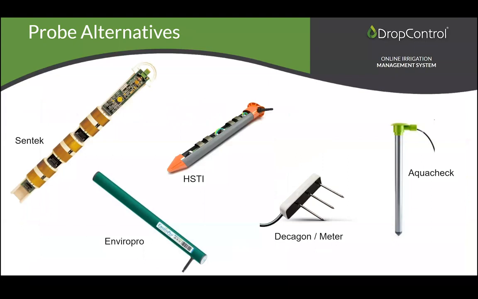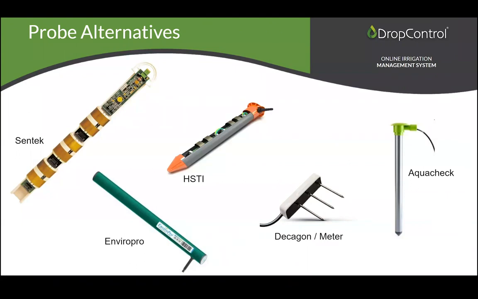What are the probe alternatives that we have out there today? These are the most common. There are more, and there are constantly new ones coming out. But the first one that came out was the Sentek probe. They've been around for a long time, 25 years, maybe more. And they were the ones that developed the capacitance FDR concept.